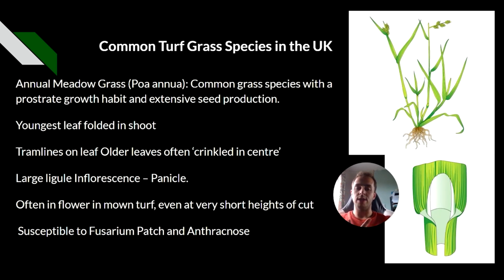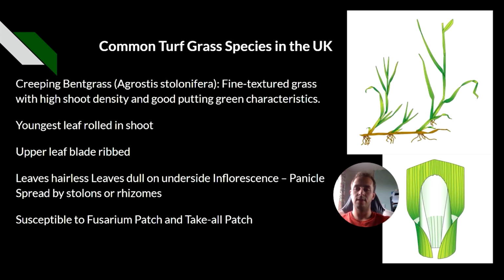Another common grass, which is also known as one of the biggest weed grasses in the UK, is Poa annua, which is annual meadow grass. It's a very common grass species within the UK, and it has extensive seed production. The youngest leaf is folded in its shoot. There are tram lines on the older leaves, crinkling in the centre, and it can often flower even if it's mown at short heights, which is why it's spotted quite easily, because you'll see those seeds heading even if you've got a 20-30 mil high lawn. It is susceptible to fusarium patch and anthracnose.